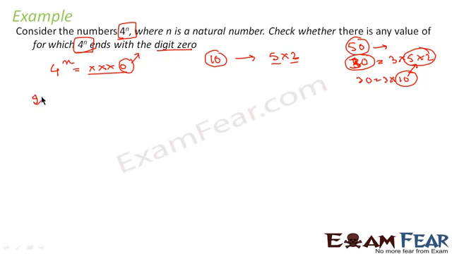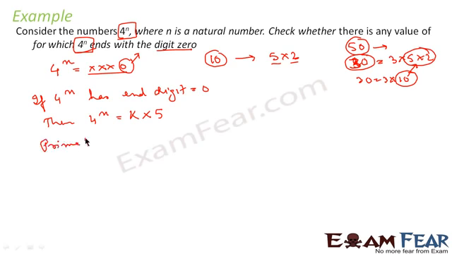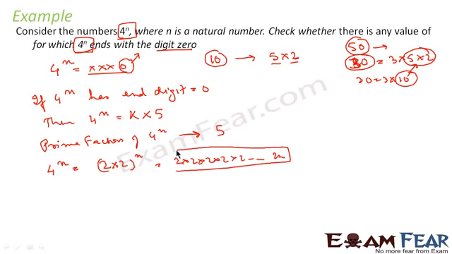Correct? So let's suppose we assume that 4 to the power n ends with the digit 0. Then 4 to the power n should be equal to 5 into some constant k. That means 5 should be a factor of 4 to the power n. Correct? That is, if you find the prime factors of 4 to the power n, that should have 5. So let's find the prime factors of 4 to the power n. 4 to the power n is nothing but 2 to the power 2n, that is 2 into 2 into 2, 2n times. So if you see, these are all prime factors, but it doesn't have 5.